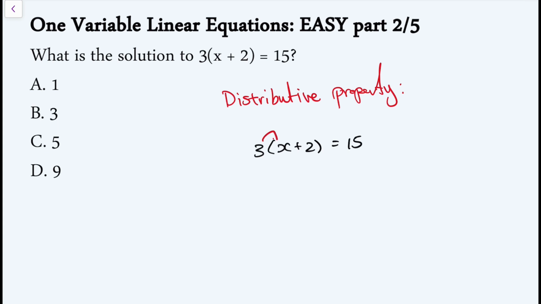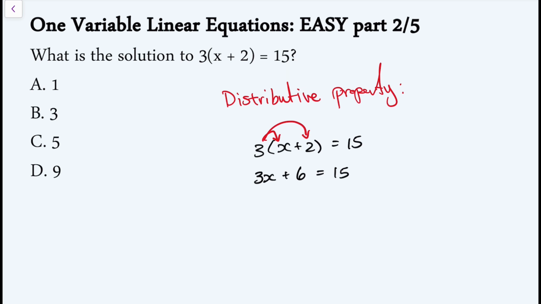So first we're going to do 3 times x, and then 3 times 2. 3 times x is 3x. 3 times 2 is 6. Okay, now what? The goal is still to solve for x. When we're saying what is the solution to this, we're asking what x equals. What can we plug in for x to make this statement true?